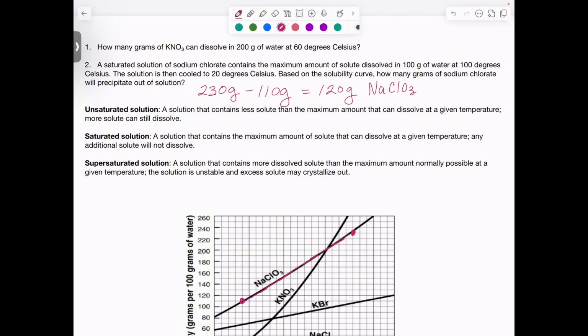Some students tend to struggle with number 2, but once you look at the graph and take a look at what's going on, the sequence, we're starting here and ending up here, how much leaves. It's just a matter of tracking solubility at one point, where does it end up at another point? You're simply doing the difference.